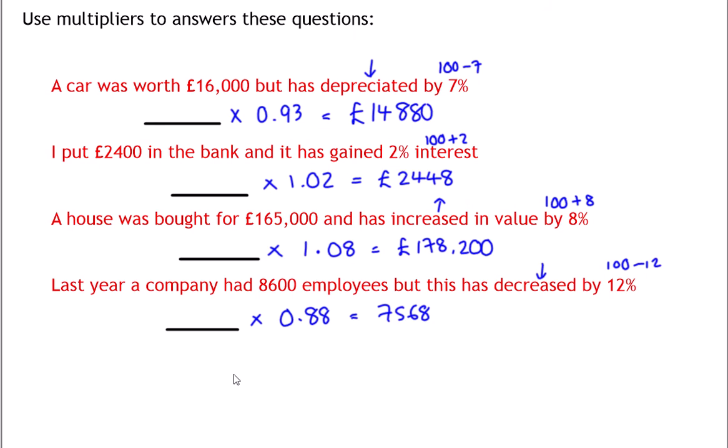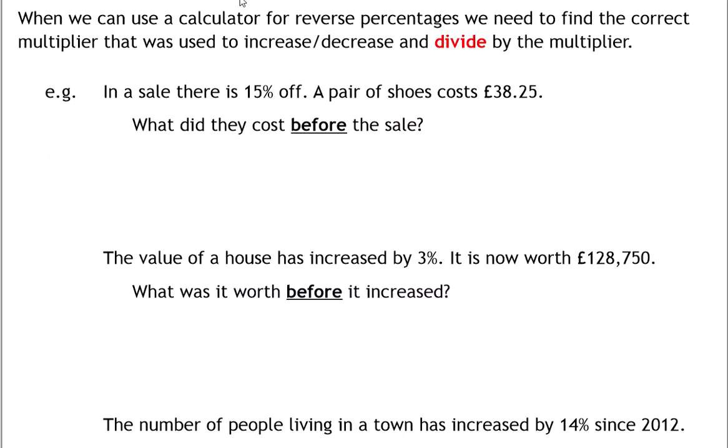So if multiplying is how you make something change to the new value, then dividing is how you get back to the original value. So make a note in your books, this is really important: when we use a calculator for reverse percentages, we need to find the correct multiplier that was used to increase or decrease. You've got to pretend to be the person who did the increasing or decreasing. Once you've got the correct multiplier, you divide by it. The opposite of multiplying is to divide, so when you're working backwards, you divide.